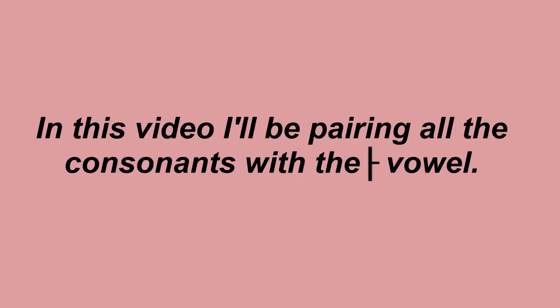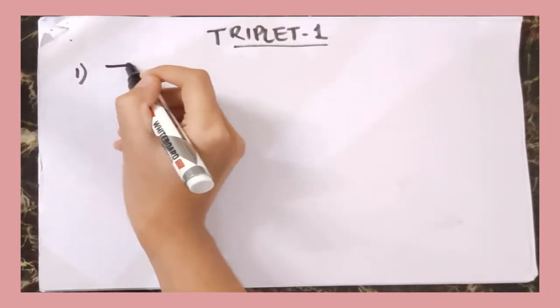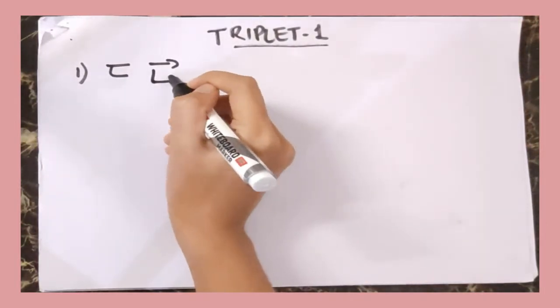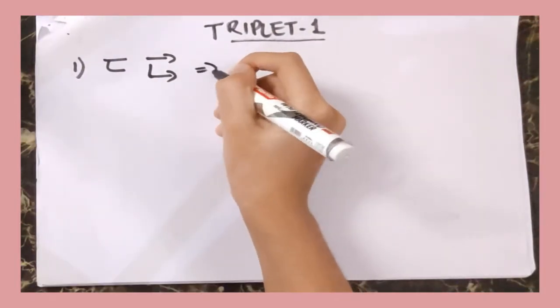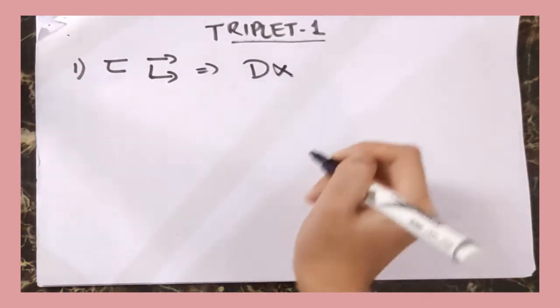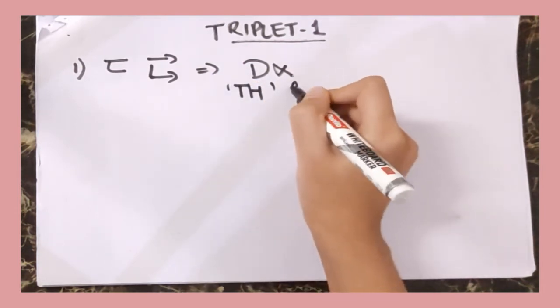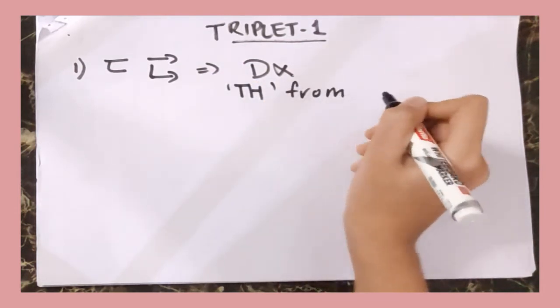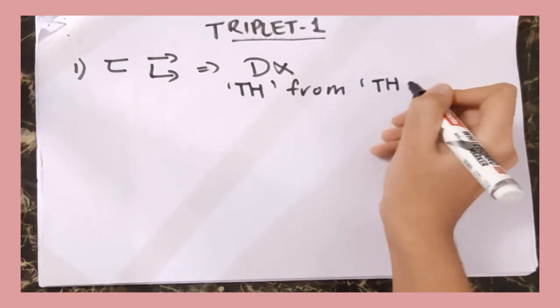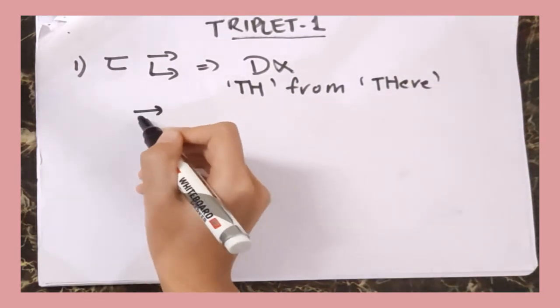Now, before starting, I'm gonna be pairing all the letters with the A vowel. Alright, let's focus on to today's first triplet. So in this triplet, this is the base and it is usually romanized as a D from dog, but this is far from correct. It does have a D sound, but it actually has a sound of TH from there. So you see, it's a lot more softer than a D sound that it is usually romanized as.